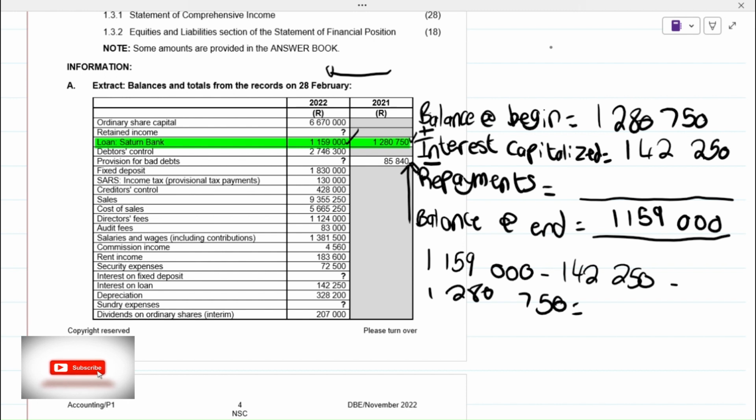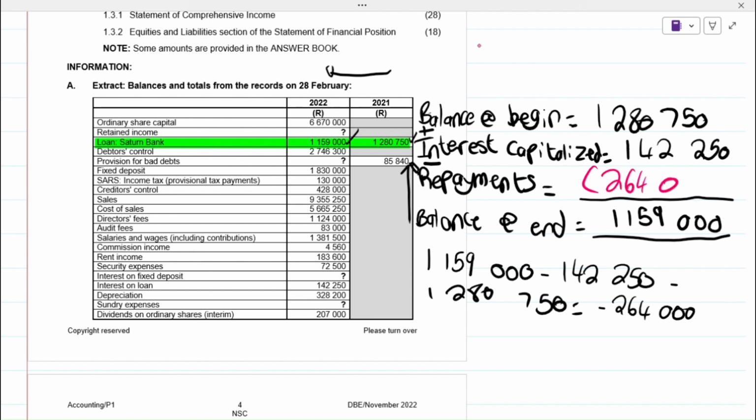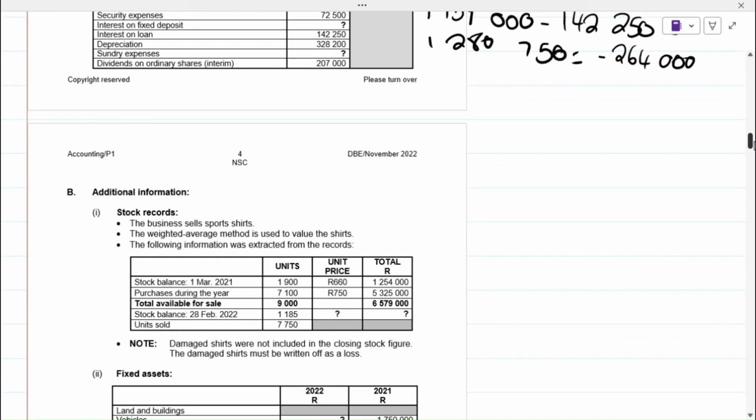So now I get an amount of minus 264,000, right? And it's just going to sit right here. Let me change color so you can see that it was the amount that we were calculating. So it's 264,000. But also, please be aware of the fact that this big amount includes interest. Let's go.